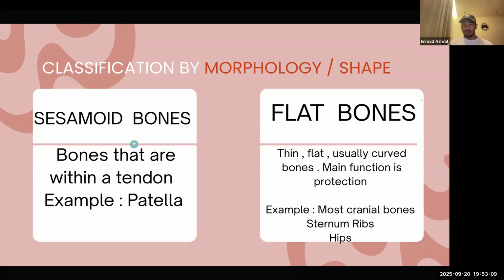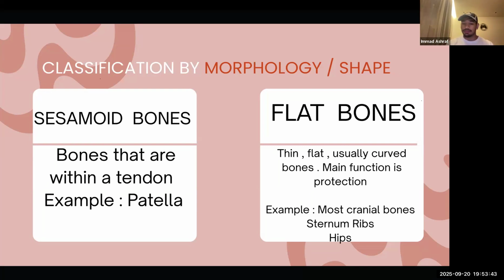And then you have sesamoid bones. Bones that are within a tendon are sesamoid bones. So basically, a tendon is something that connects a bone to a bone, right? Wait, am I saying that? No, I'm sorry. A tendon is something that connects a muscle to a bone. And a ligament is something that connects a bone to a bone. So if you have a bone that's within a tendon, that's called a sesamoid bone. There are only a few examples of these in the body, but the most important one, and the only one they'll ask you about, is the patella. I'll show you a picture. So remember, the patella is a sesamoid bone.